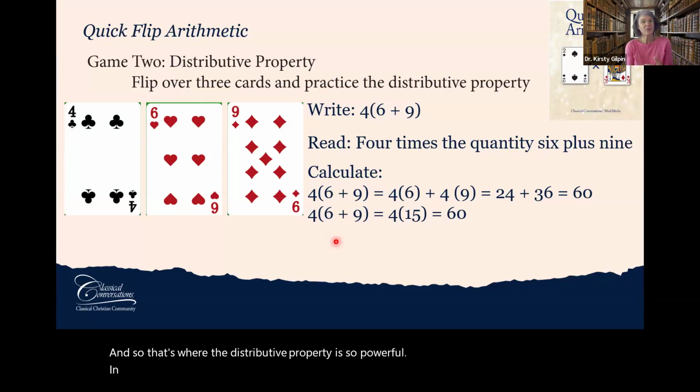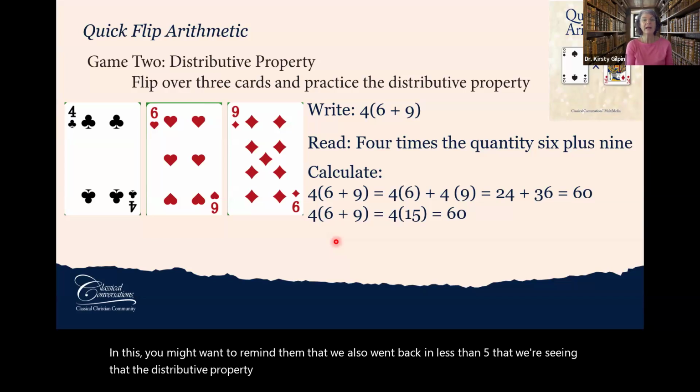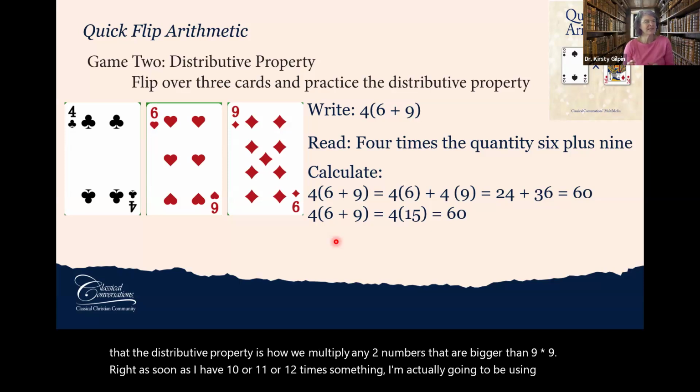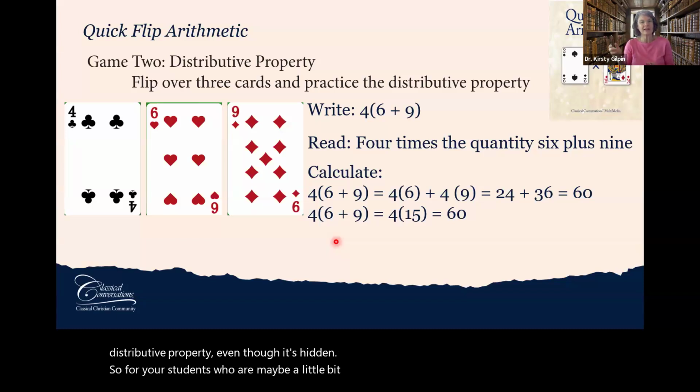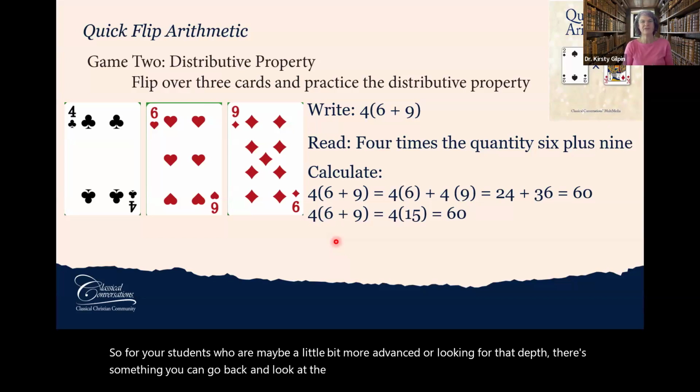You might want to remind them that we also went back in lesson 5, that we're seeing that the distributive property is how we multiply really any two numbers that are bigger than 9 times 9. As soon as I have 10 or 11 or 12 times something, I'm actually going to be using the distributive property, even though it's hidden. So for your students who are maybe a little bit more advanced or looking for that depth, you can go back and look at the charts in lesson 5 to explore the distributive property a little bit more deeply.